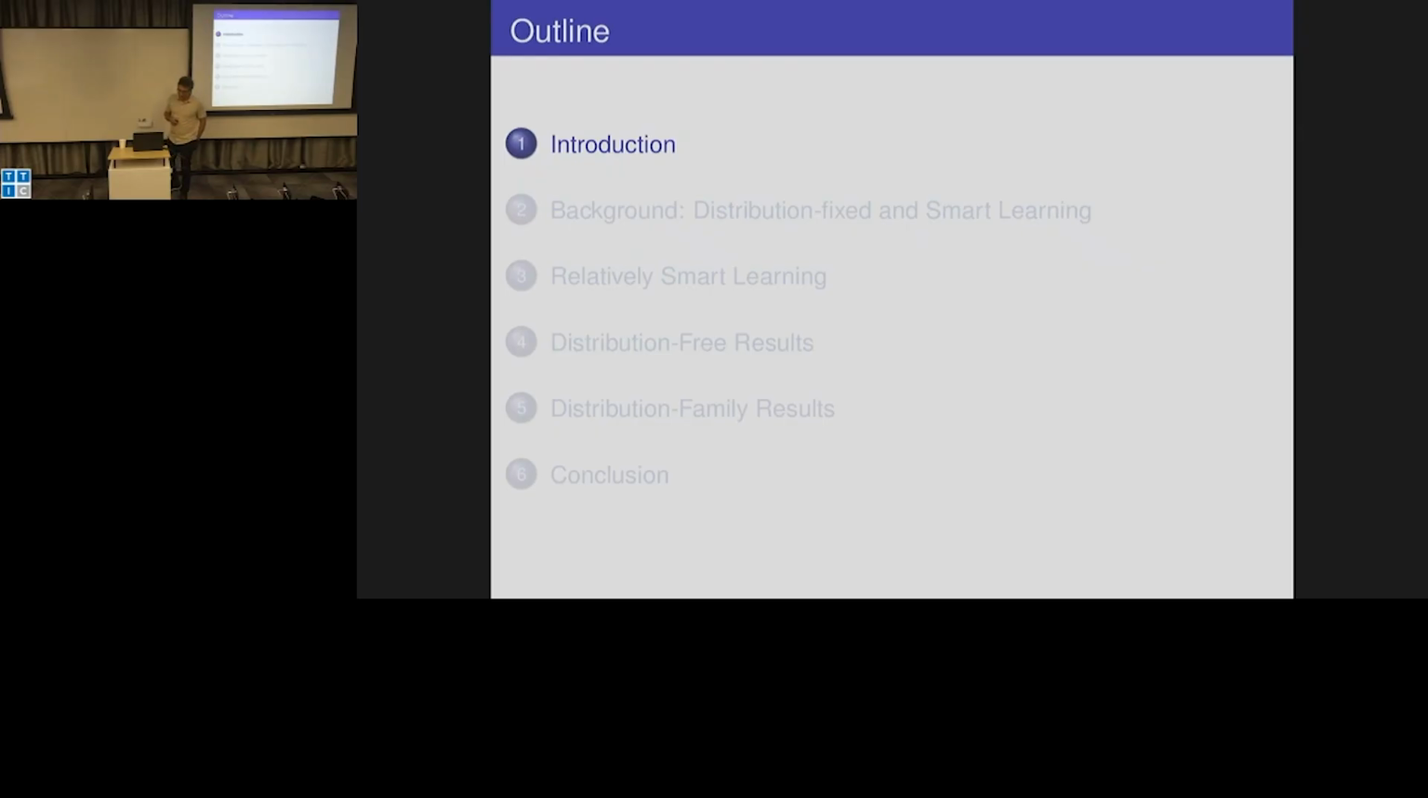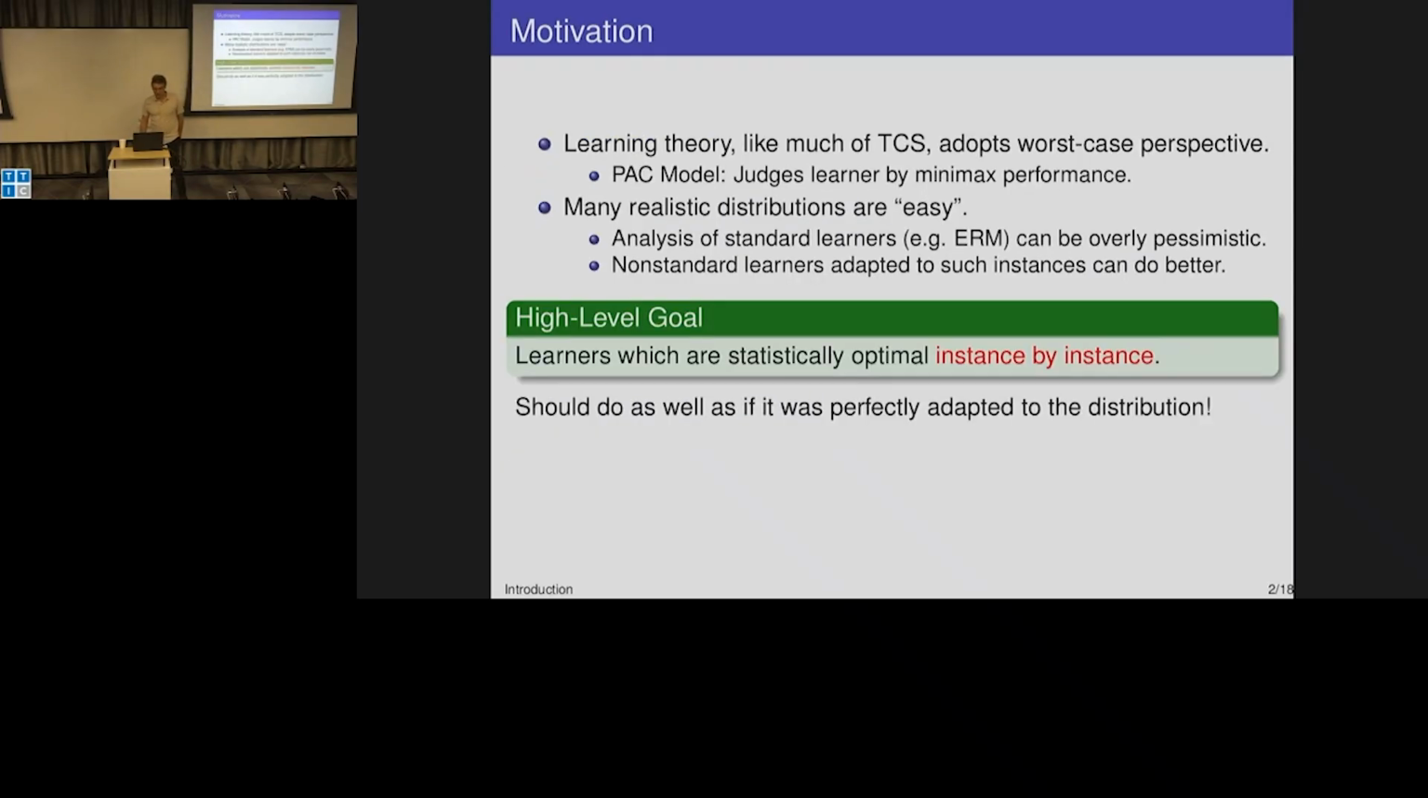Okay. So my motivation here is trying to get beyond the worst case analysis of learning. Like a lot of theoretical computer science and learning theory, it's common to adopt worst case type assumptions. For example, the PAC model, which many of us know and love, judges a learner by its minimax performance over distributions, or its worst case performance. But it should come as no surprise that many distributions that are quote unquote realistic are going to be easy. And that can mean a number of things. One thing it could mean is that your analysis of a standard learner, for example, empirical risk minimization, can be overly pessimistic in those cases when your distribution is quote unquote easy.